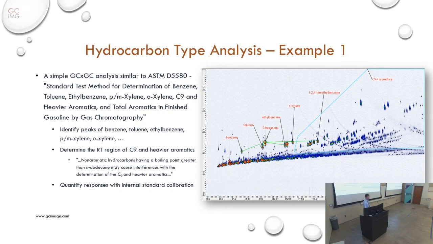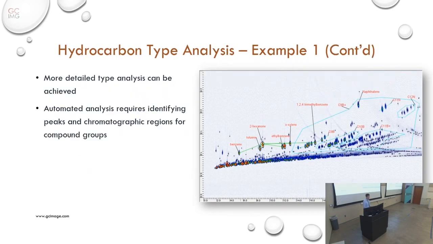A first example we'll consider is a simple GC×GC analysis, which has some similarities to the 1D GC ASTM D8580. In this, we want to identify some specific peaks, benzene, toluene, ethylbenzene, as well as determining a retention time region of the C9 and heavier aromatics. With a GC×GC analysis, we can get a little more detailed in the type analysis by breaking this region down even further into more granular regions.